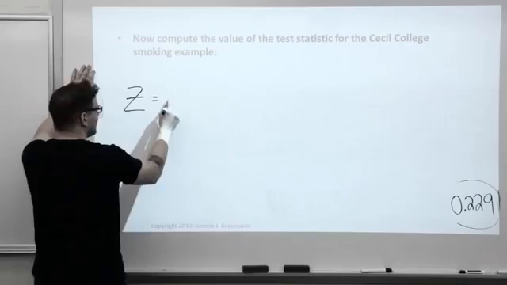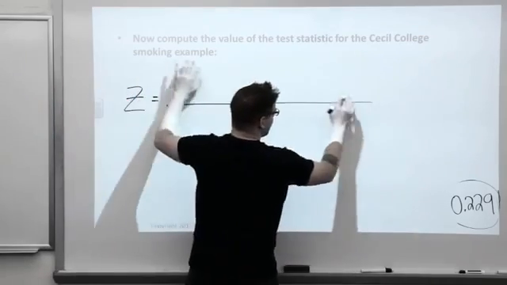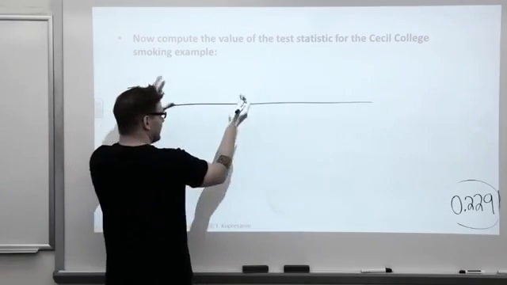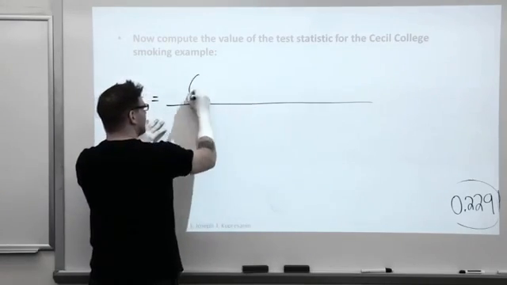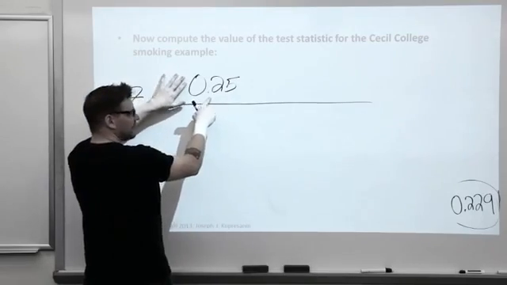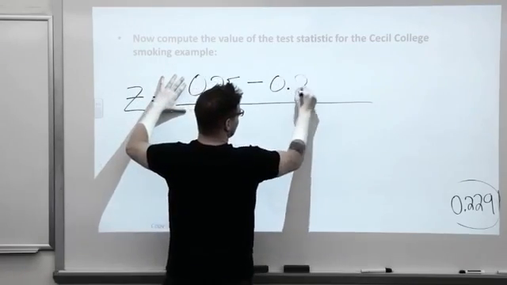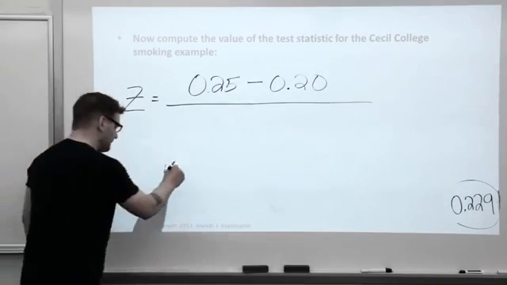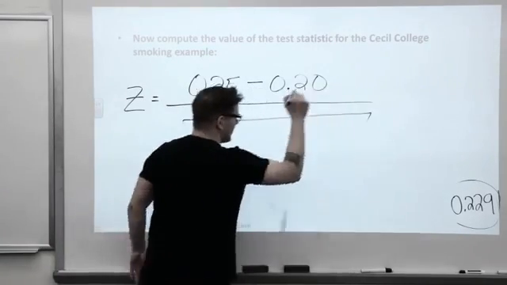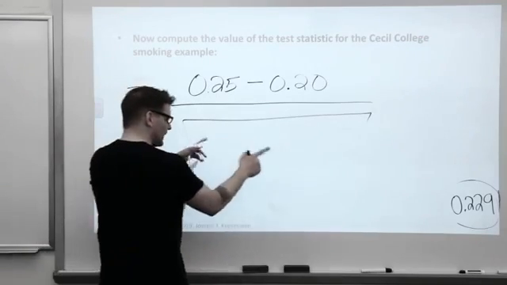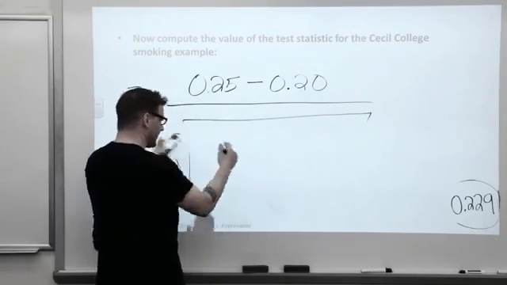Here's the z. I'm just going to go right to numbers because I don't even know if it would fit if I recopied the formula with the letters. Up top, 0.25, that's the proportion of female smokers. Subtract off 0.20, that's the proportion of males. Over that big standard error of p hat pooled. And so there's the number we just calculated.